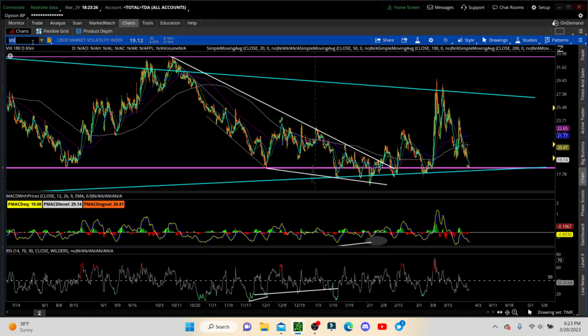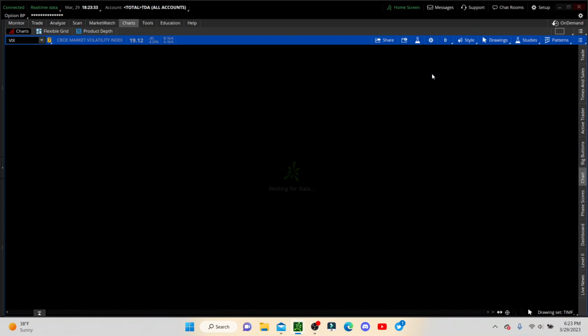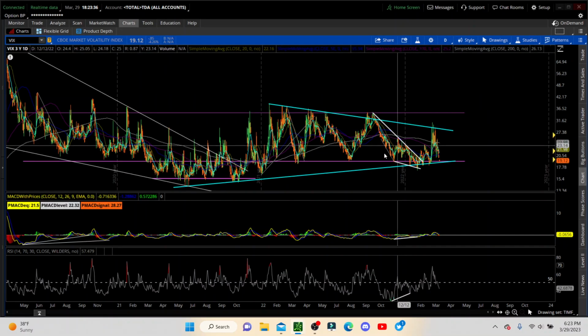We need some price action, you know. We need some real price action happening. So, okay, we'll go ahead and look at the daily time frame on the VIX, and then we'll move down to the hourly just to get a closer look.